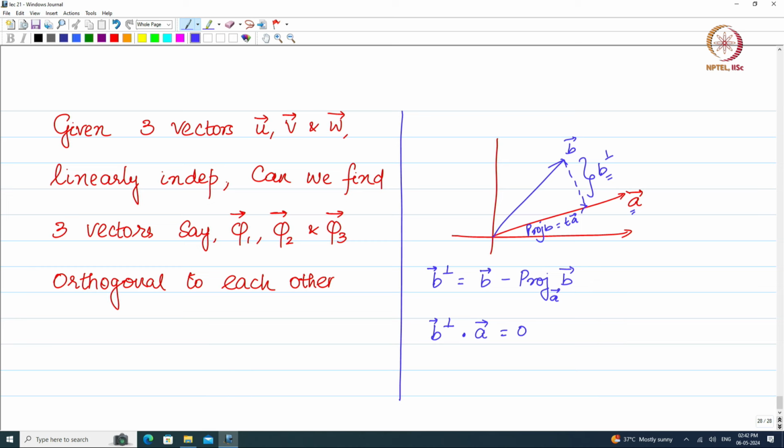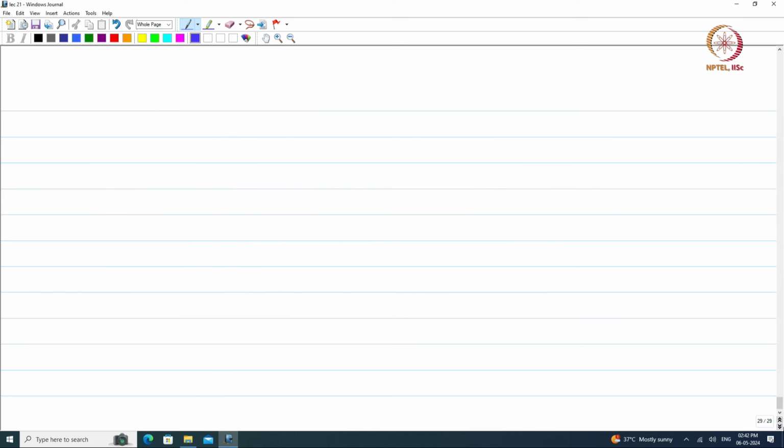Now, can we find, for 3 vectors, 3 orthogonal vectors? That is exactly where we get into the idea of the Gram-Schmidt procedure. The procedure is pretty simple. If you have a set of linearly independent vectors, take one vector to be the reference vector. Then you project the second vector onto the first reference vector and remove the projection. So, you are going to get 2 vectors which are orthogonal to each other.